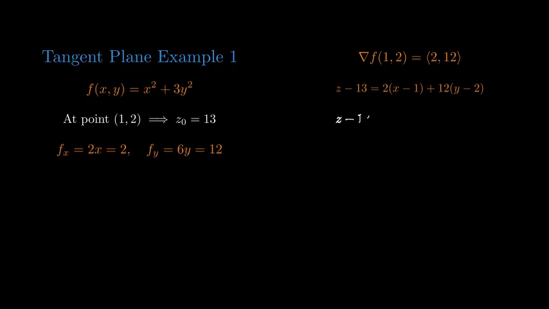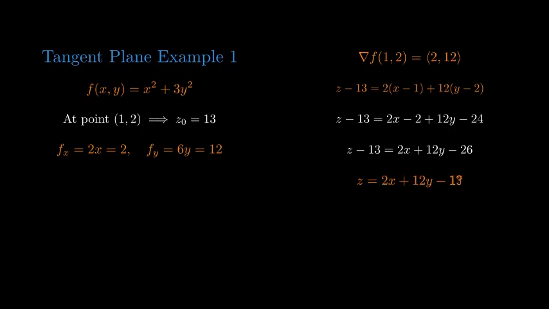If we expand and simplify this equation, we distribute the 2 to get 2 times x minus 2 and distribute the 12 to get 12 times y minus 24. Combining all of the constant terms, we get z minus 13 equals 2 times x plus 12 times y minus 26. Adding 13 to both sides gives us our final equation for the tangent plane, which is z equals 2 times x plus 12 times y minus 13.